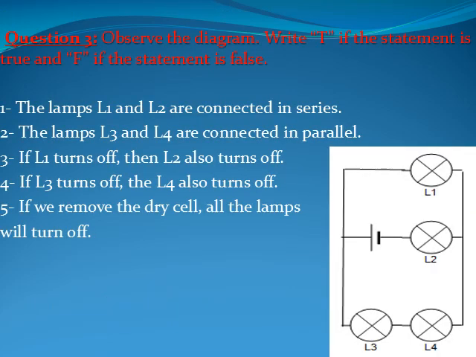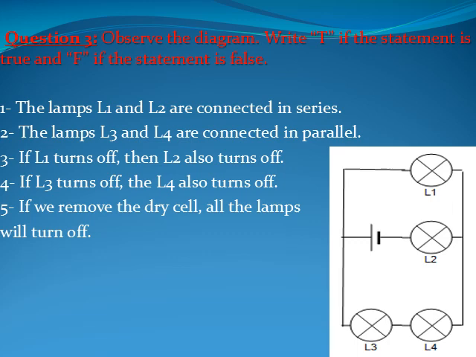Question number 3. Observe the diagram. Write T if the statement is true and write F if the statement is false. First, you have to look carefully at the figure. The figure is the key to solving this question. We have lamp 1, L1, lamp 2, L2, lamp 3, L3, and lamp 4, L4. If I asked, for example, how many lamps do we have? You have to say we have 4 lamps.